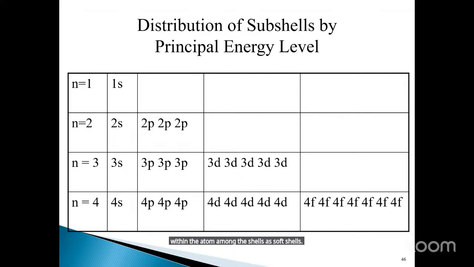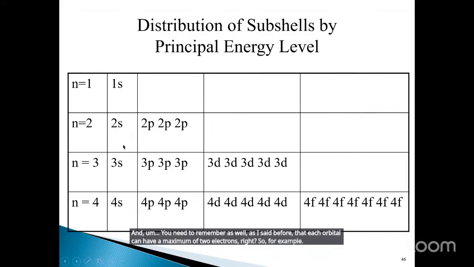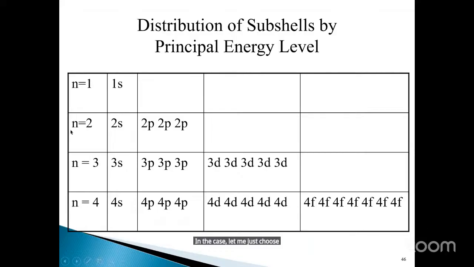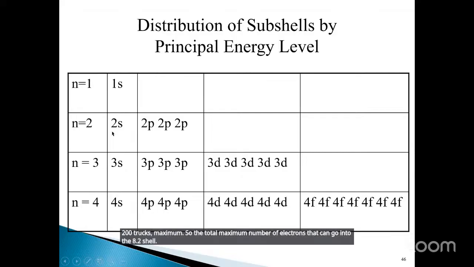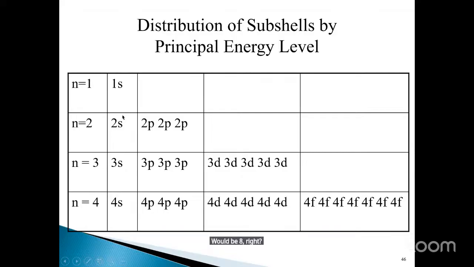And you need to remember as well, as I said before, that each orbital can have a maximum of 2 electrons, right? So for example, let me just choose arbitrarily, in the case of the n equal 2 shell, this 2s orbital will have 2 electrons maximum, and then each of these 2p orbitals can accommodate 2 electrons maximum. So the total maximum number of electrons that can go into the n equal 2 shell would be 8, right? 2 here in this 2s sublevel, and 6 here in the 2p sublevel, all right?